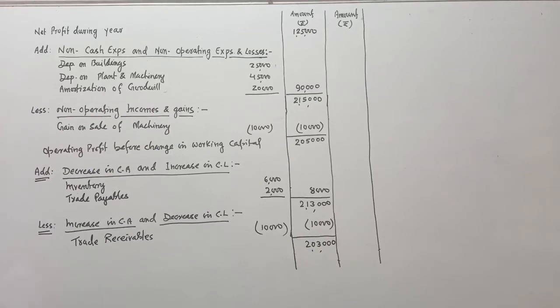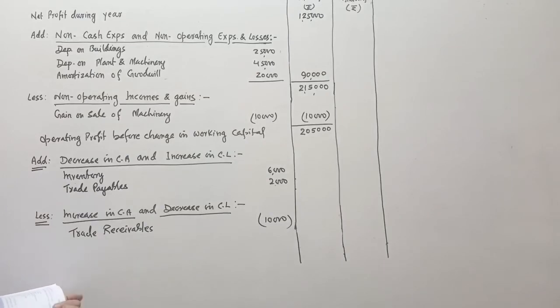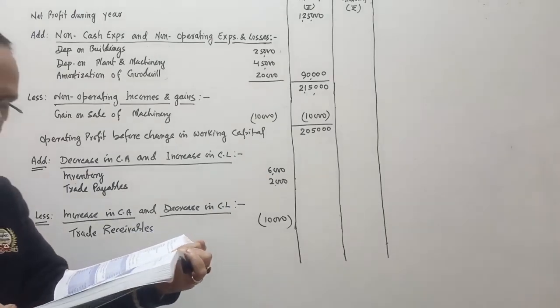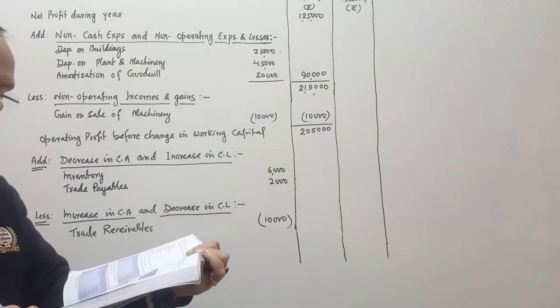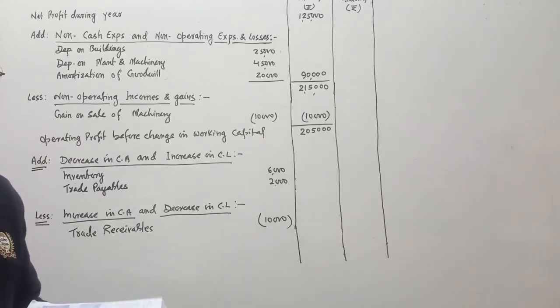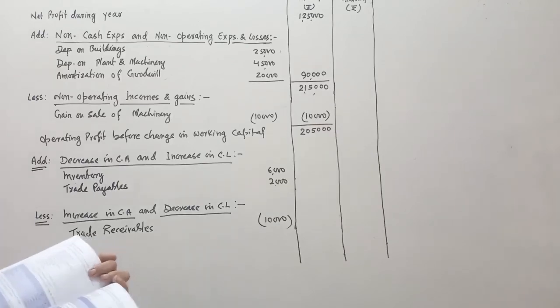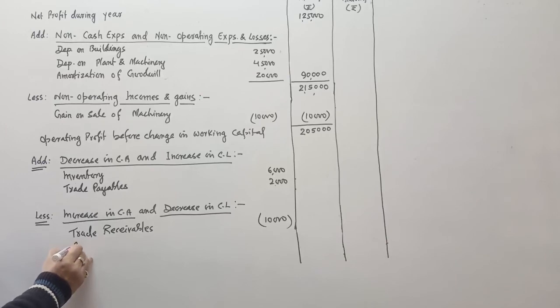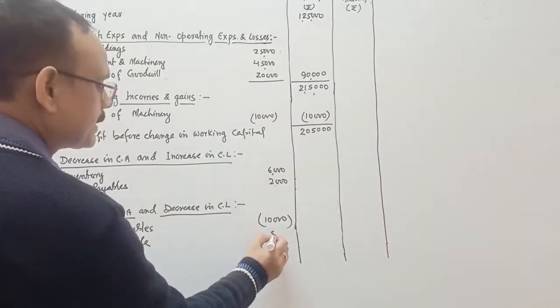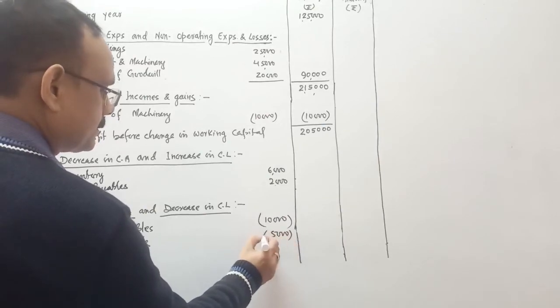2,03,000. After trade payables, expense payable is there. Last year expense payable was 10,000 and in 2018 it is 5,000, so it has decreased. Expense payable means outstanding expenses. It's a current liability, and it is decreased by 5,000.